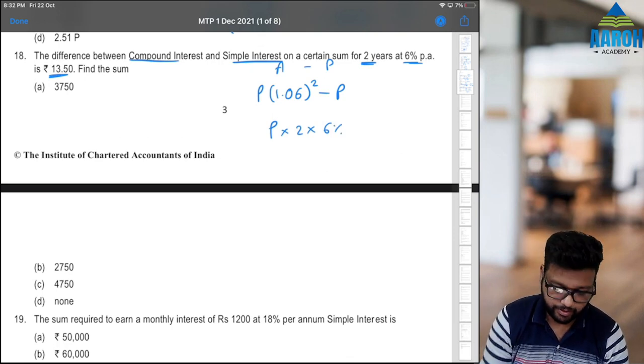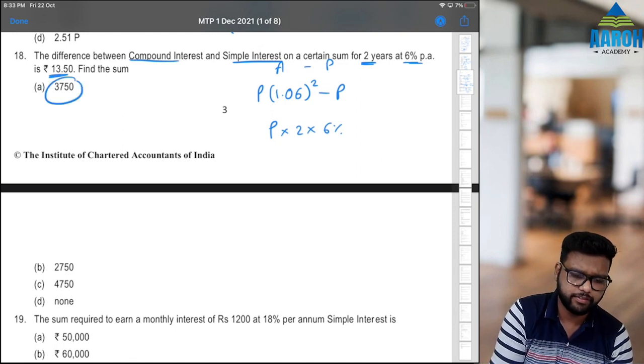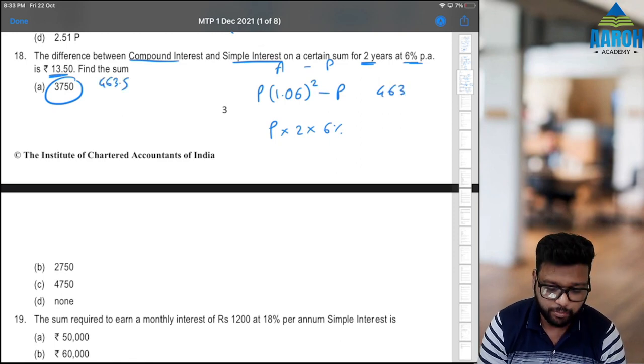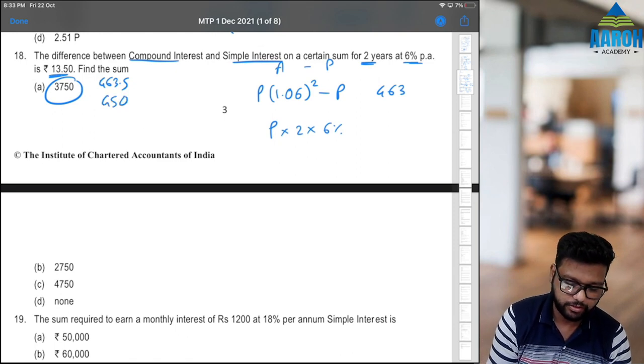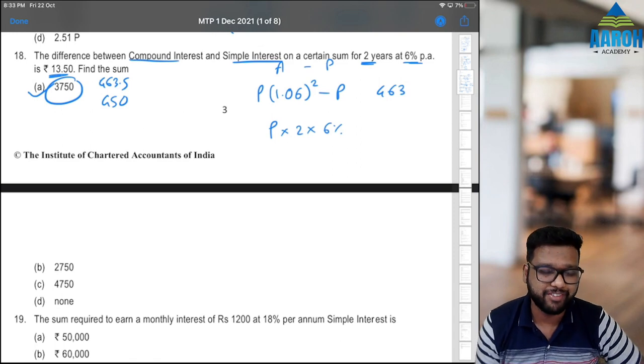1.06 square into 3750 minus 3750. So this is 463.5 is compound interest, and simple interest is 3750 into 2 into 6%, that is 450. So option A is the correct answer, because the difference if you see is 13.5, right?